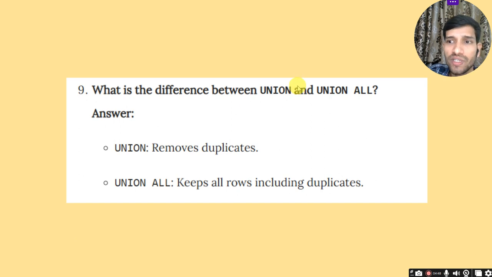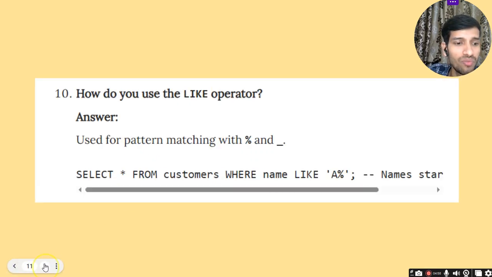So what is the difference between union and union all? Union removes duplicates, and union all keeps all the rows, including duplicates.